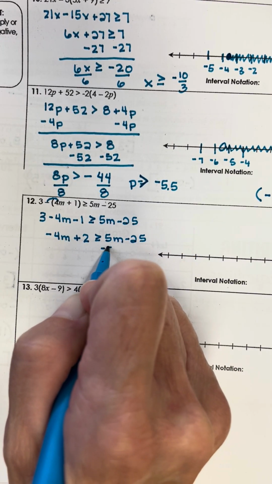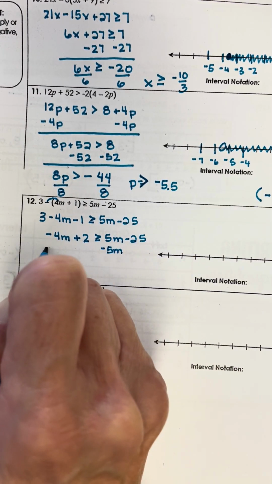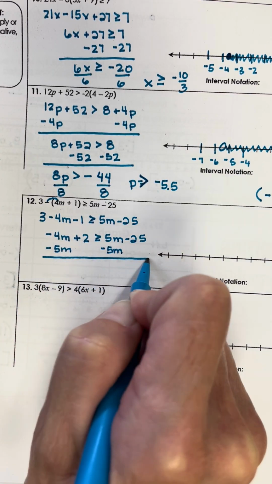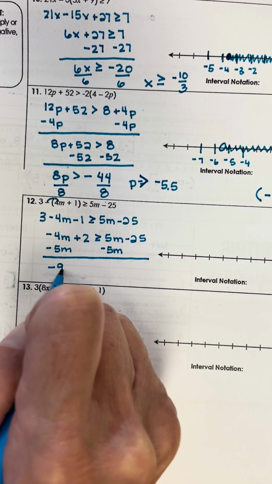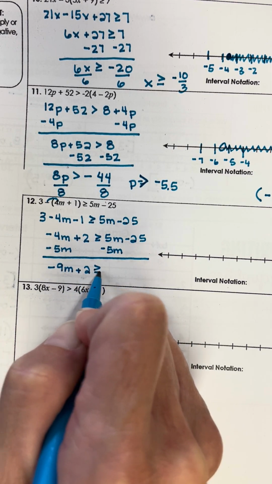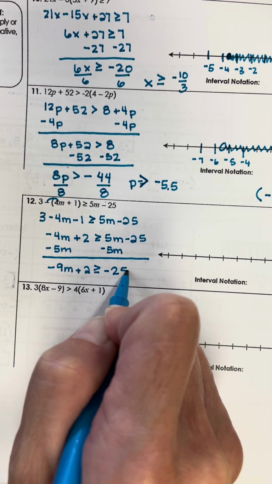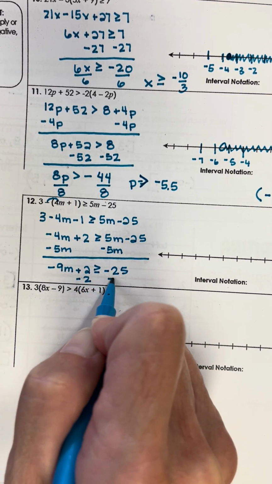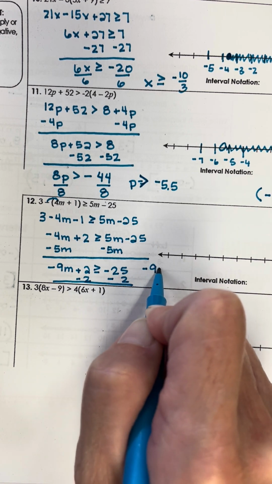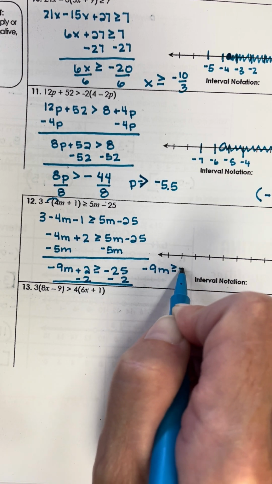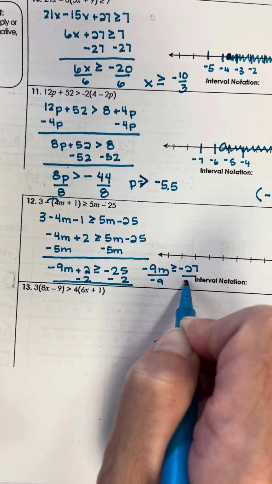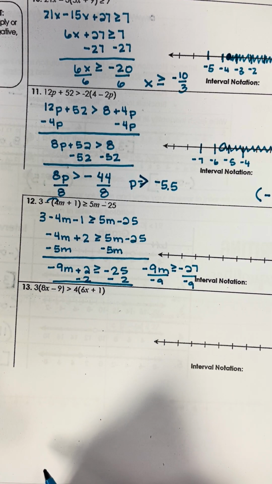And I want to move all of my variables, the variable m, to the left side. So I'm going to subtract 5m from both sides, leaving me with negative 9m plus 2 is greater than or equal to negative 25. As I subtract 2 from both sides, I get negative 9m is greater than or equal to negative 27. As I divide by negative 9 and divide by negative 9, I need to pause.